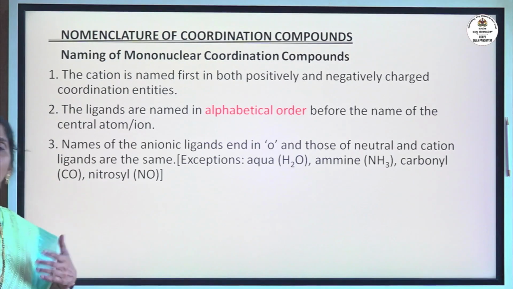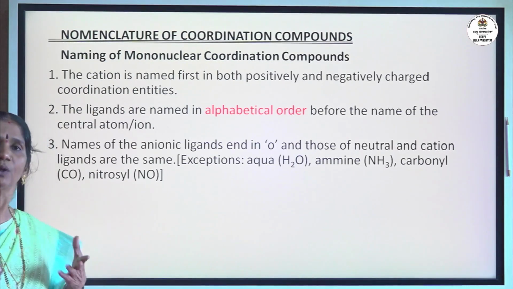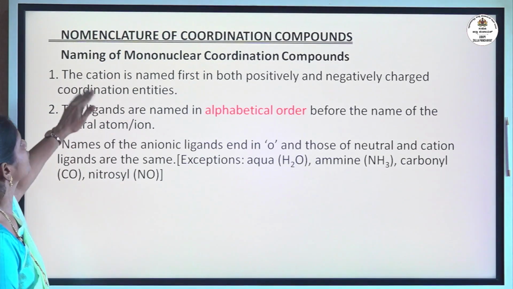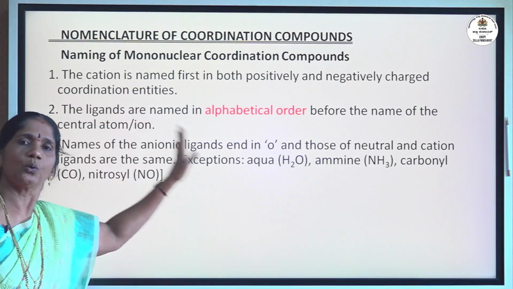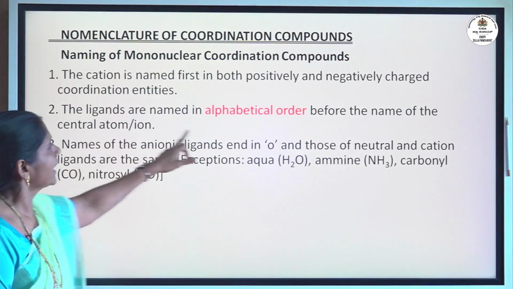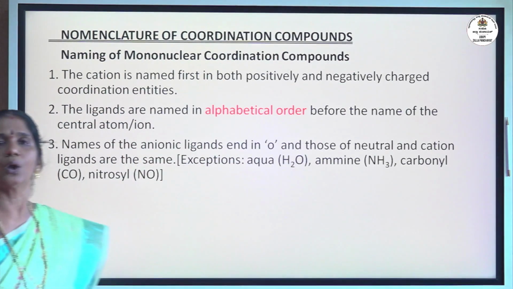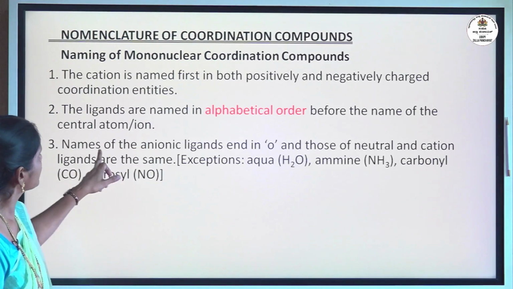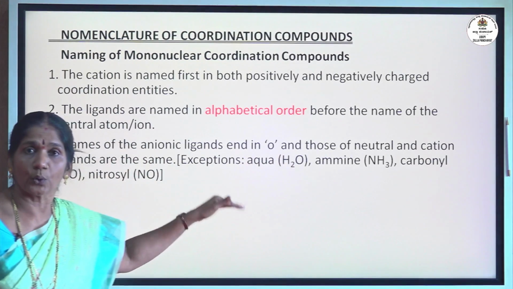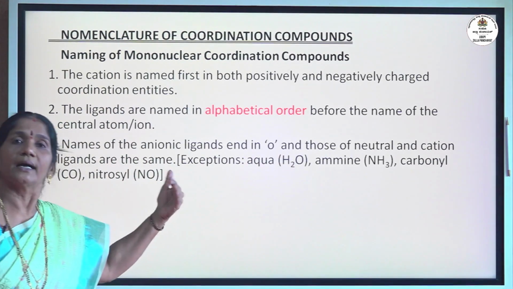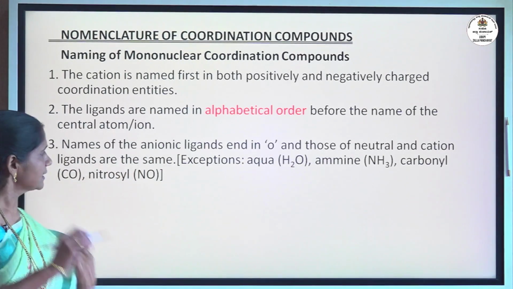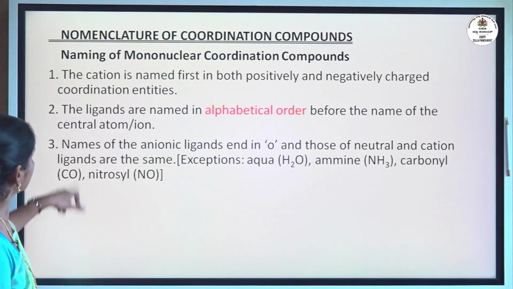Next, I am not going to discuss in detail about the nomenclature of the compounds, but we know there are some rules to be followed. Always it is a rule that we write the cation at the beginning followed by the anion, and the ligands should be written in alphabetical order always, and the names of the anionic ligands end in O, like chlorido, hydroxido, etc. But cationic and the neutral ligands are written in the same name type.